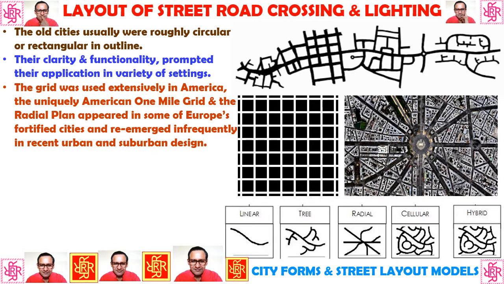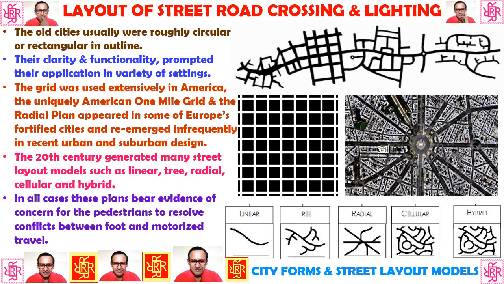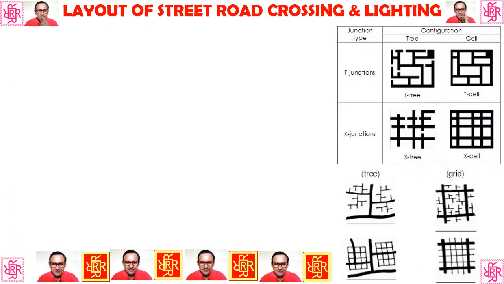The grid was used extensively in America, the uniquely American 1 mile grid, and the radial plan appeared in some of Europe's fortified cities and re-emerged infrequently in recent urban and suburban design. We have different kinds of patterns: the linear, the tree pattern, the radial, the cellular pattern, and the hybrid pattern. The 20th century generated many street layout models such as linear, tree, radial, cellular, and hybrid. In all cases, these plans bear evidence of concern for the pedestrians, to resolve conflicts between foot and motorized travel. So for pedestrian and vehicular, there's always a debate about which should be preferred and what should be done.